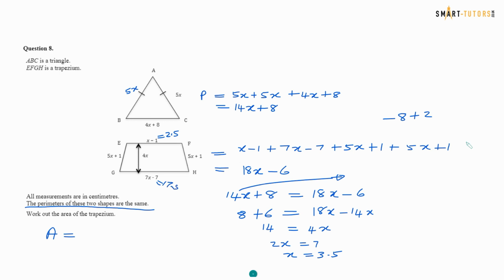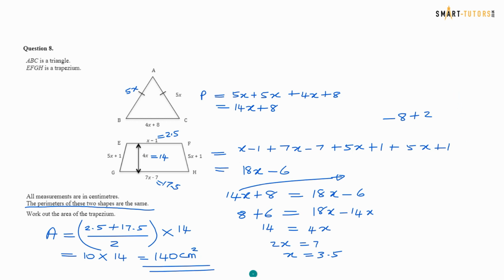And finally we need one more thing, the perpendicular height 4x. 4 times 3.5 is 14, that is the answer for that. So the trapezium's area: add the parallel sides, 2.5 and 17.5, that is 20, divide by 2, which is 10, times by 14. 10 times 14 is the answer, 140 centimeters squared. So that is question number 8.